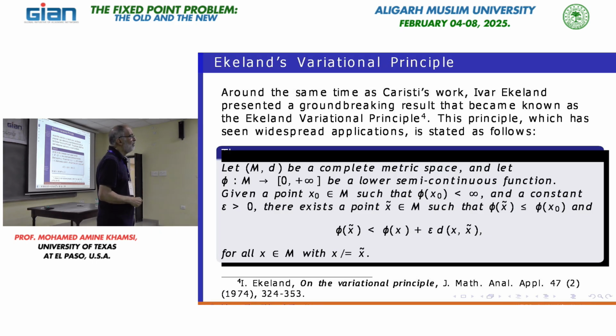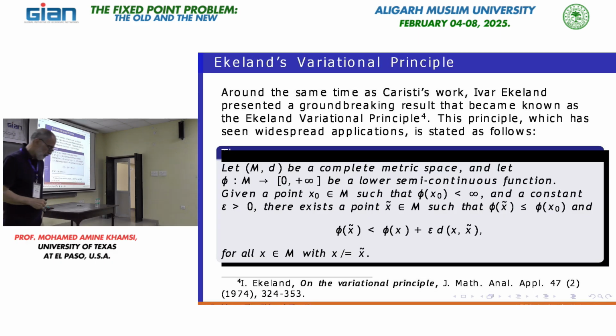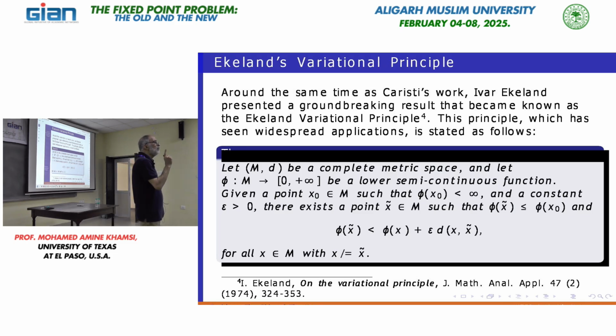How many pages is that paper? How many pages? Okay, you have it. 324 to 353. So almost 50 pages. Now, I swear, this paper is one of the most beautiful papers ever. What is special about that paper is what he discovered.